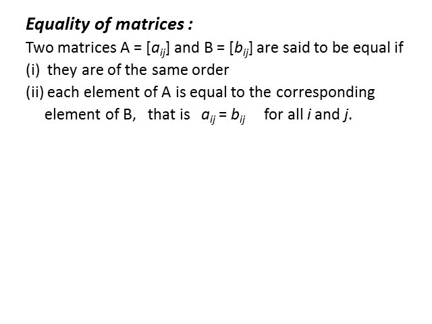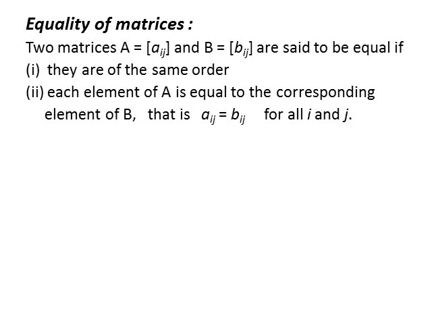Next is equality of matrices. Two matrices A with the elements aij and B with the elements bij are said to be equal if they are of the same order and each element of A is equal to the corresponding element of B. That is, aij equals bij for all i and j.